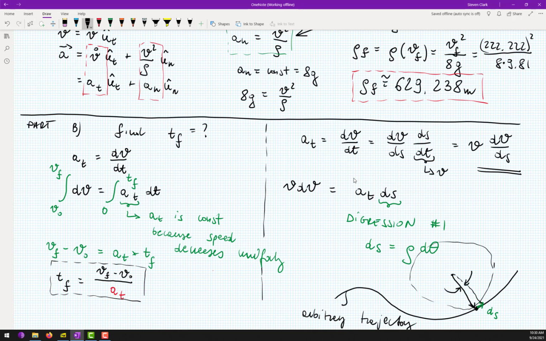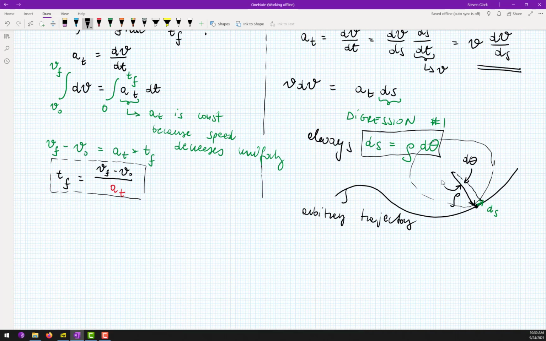That little angle is d theta, okay? That's why you can clearly see, guys, that ds is always rho d theta, okay? We're gonna use this geometrical trick to replace our ds with rho d theta. So I'm gonna write it here. V dv is equal to at rho d theta.